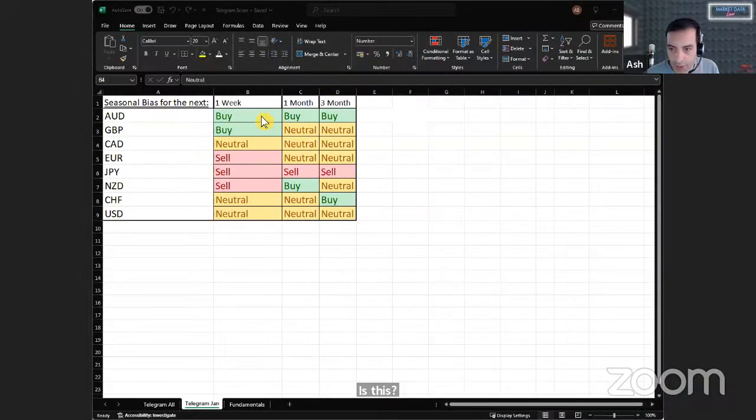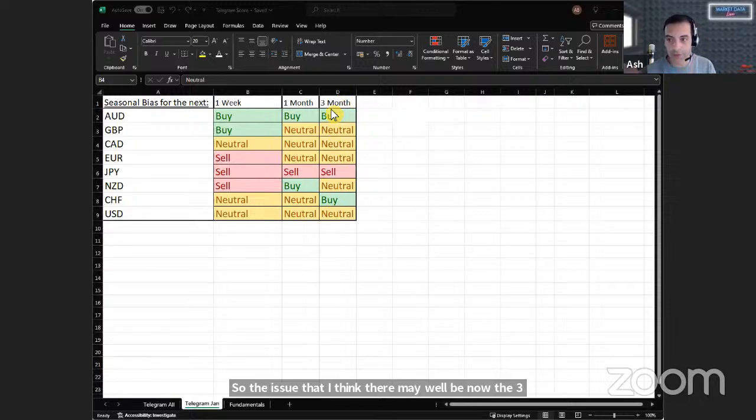So you kind of get Aussie buy, pound buy or neutral. Now this is all calculated against the dollar. So the issue that I think there may well be now, the 3 month also, I wonder whether that's even worth it. Now, I'm going to get your opinion on it. If you want me to post just the new one, or both, I'm happy to do it.